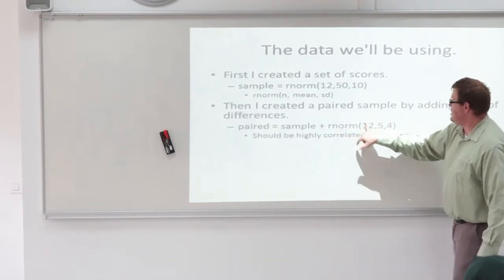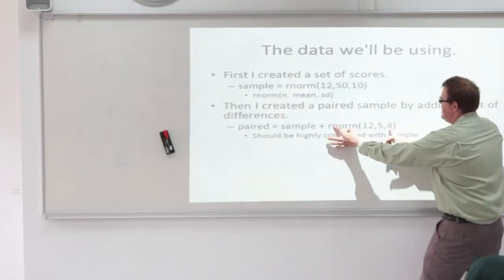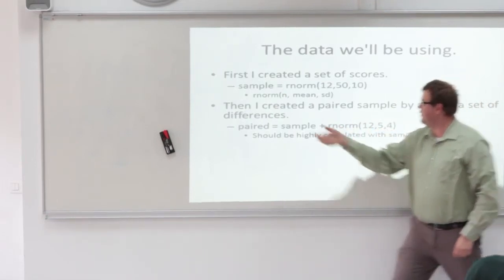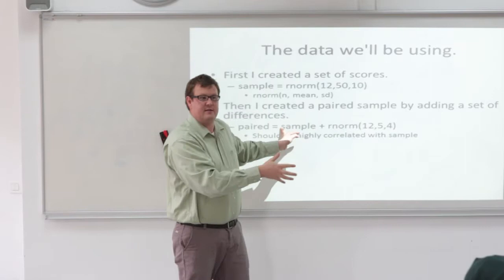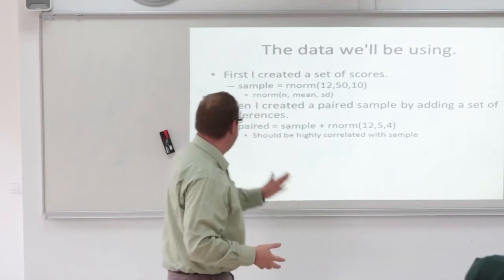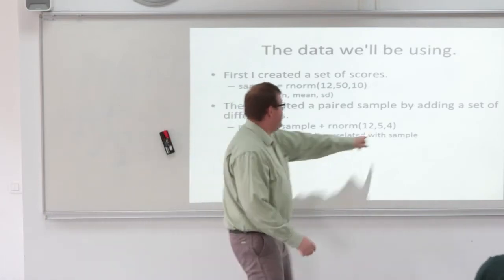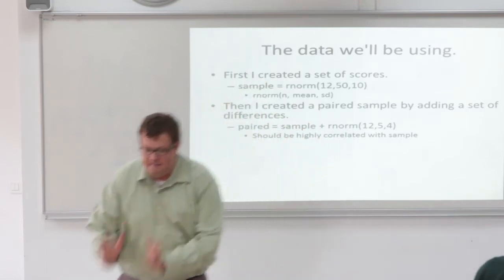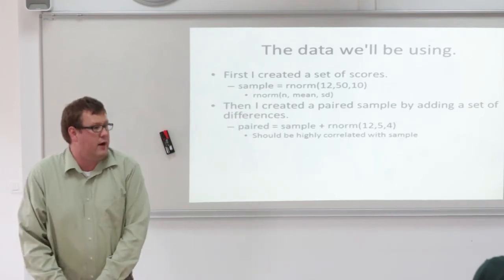I randomly sampled again 12, because I have a size of 12 in my original sample. And this is like the difference on the second test. So the first person here, they had their score on the first test plus some difference. And these differences are also randomly, normally distributed. Basically what I'm doing is I'm adding some random amount to each person's score, right? And the mean random amount that I'm adding is 5. So I've artificially created sample 1 with a mean of 50, and my mean of sample 2 should be about 54, right?